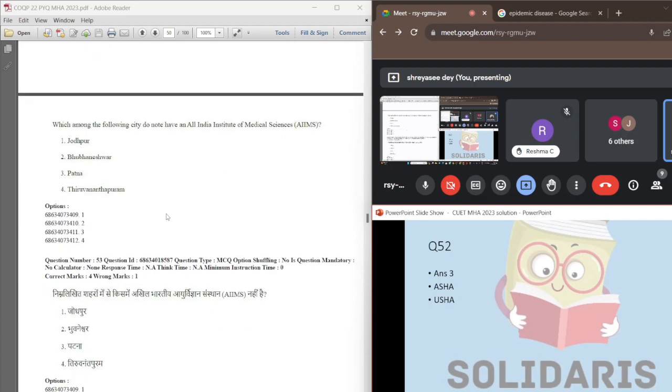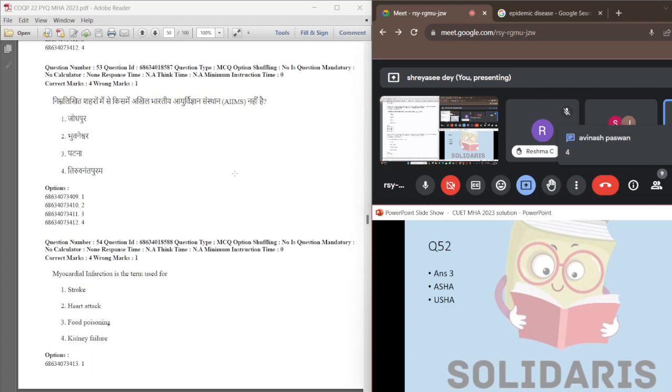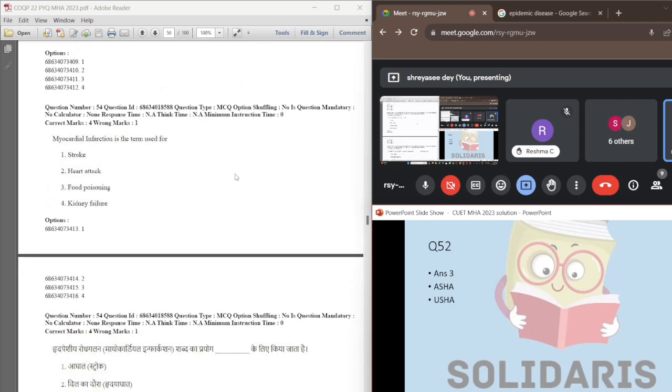Which of the following city do not have AIIMS? This is mostly like a GK question. Any guess? Actually, this was in news. That's why they have given this question last year. Yeah, Thiruvananthapuram. Right. Question number 53. So just keep seeing the news also. You know, I'm seeing that CUET gets questions from everywhere, especially the subject specific. They just assess whole knowledge of yours.